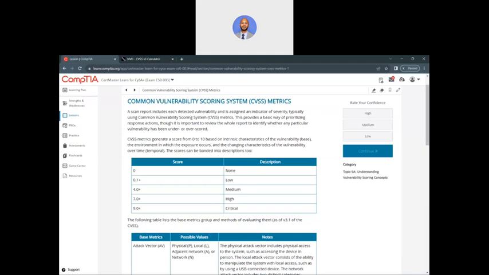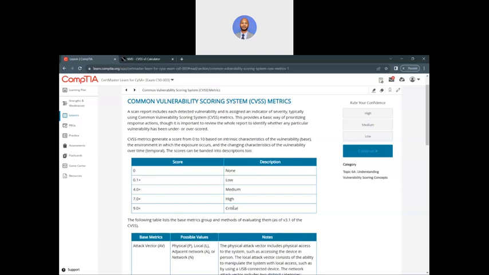So the CVSS metrics generate a score from 0 to 10 based on intrinsic characteristics of the vulnerability, the base, the environment in which the exposure occurs, and the changing characteristics of the vulnerability over time, temporal. These scores can be banded into descriptions as well. So instead of using this generic none, low, medium, high, critical, based off of your organizational goals and how your security team wants to approach this, we can put more of a definition into the description of how serious the vulnerability is based off of the score.